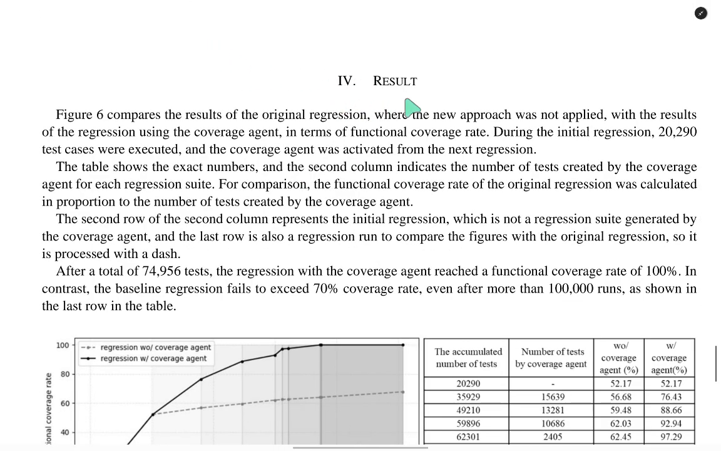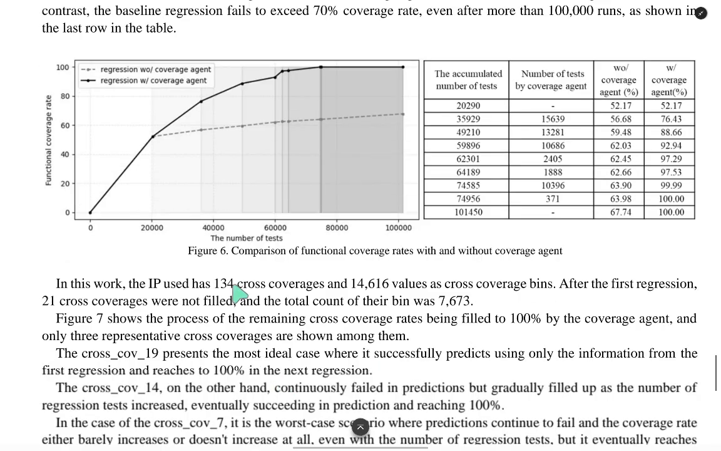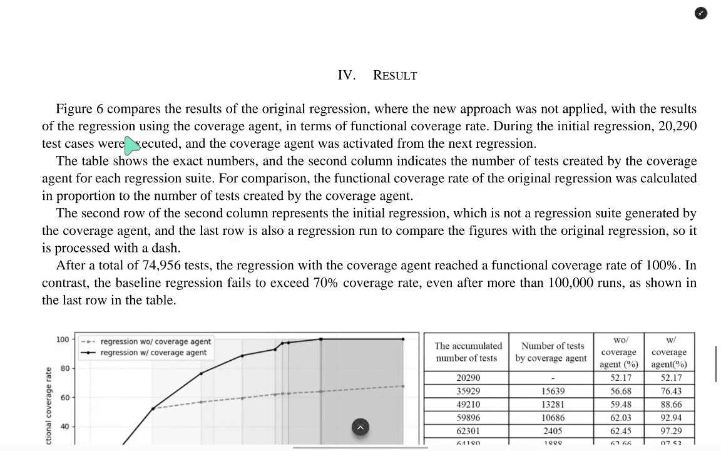Chapter 4, Result. Figure 6, comparison of the functional coverage rates with and without coverage agent. Figure 6 compares the result of the original regression, where the new approach was not applied, with the result of the regression using the coverage agent in terms of functional coverage rate. During the initial regression, 20,290 test cases were executed, and the coverage agent was activated from the next regression.